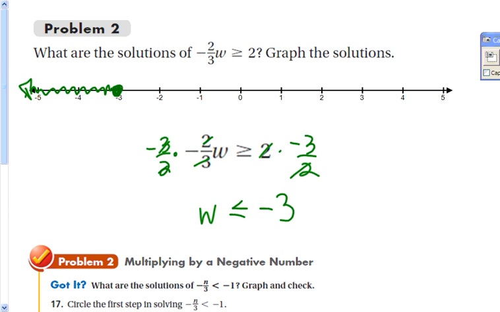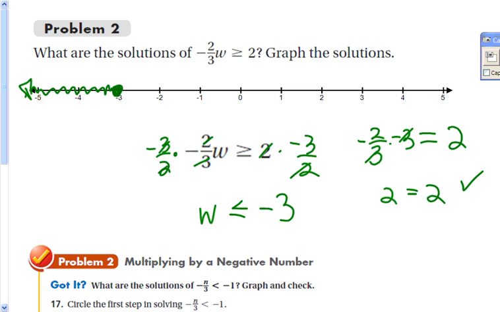Okay, now that was something kind of new, so I think I'm going to check my solution here. I know that my boundary point is -3, so I want to make sure that if I substitute that into the equation, it solves the equation. So -2/3 times -3, that's a negative times a negative, which is a positive. And 3 divided by 3 is 1, so I end up with +2 is equal to +2, so that checks.